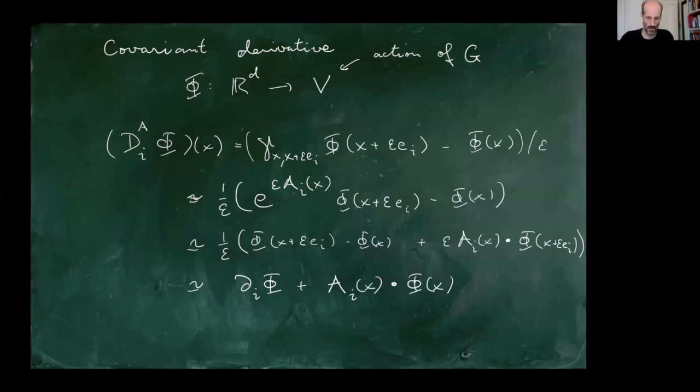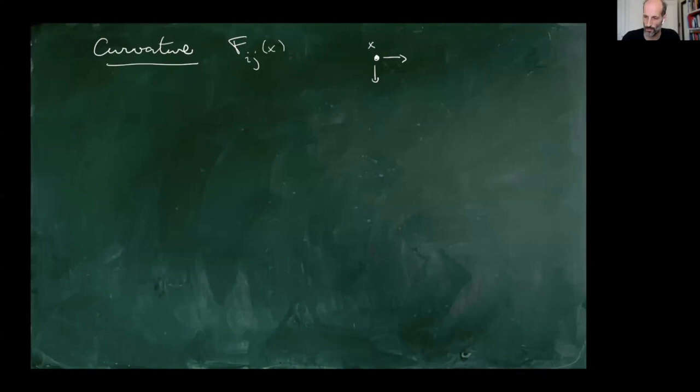Okay. So the curvature, which is usually called F. So now it's a guy with two indices. And the two indices really correspond to, right? So I have a point X. So that's my Fij of X. And now the two indices give me two elementary directions. Right? So I have an I and a J. I'll say EI and EJ.